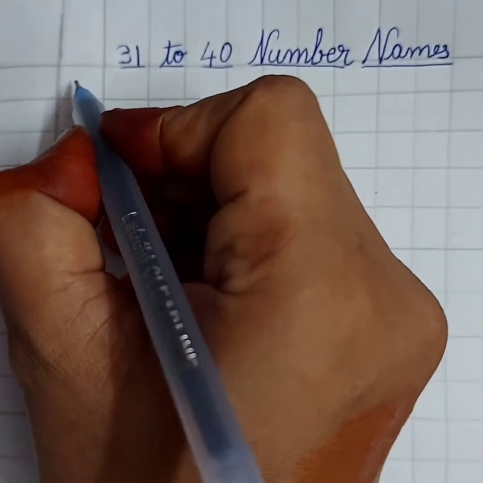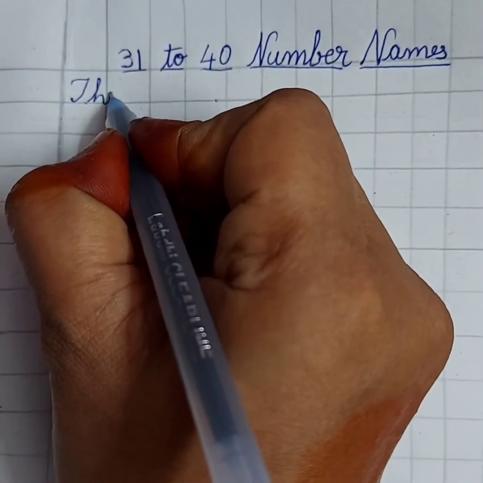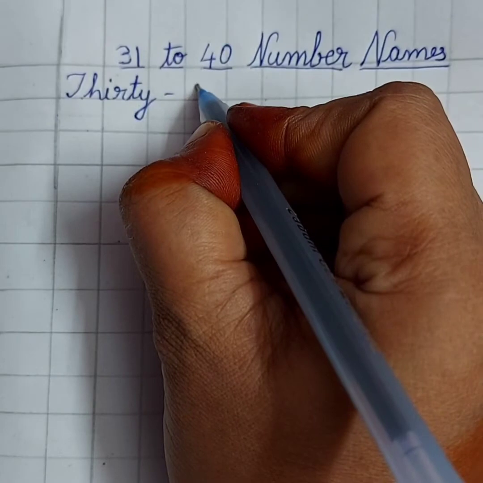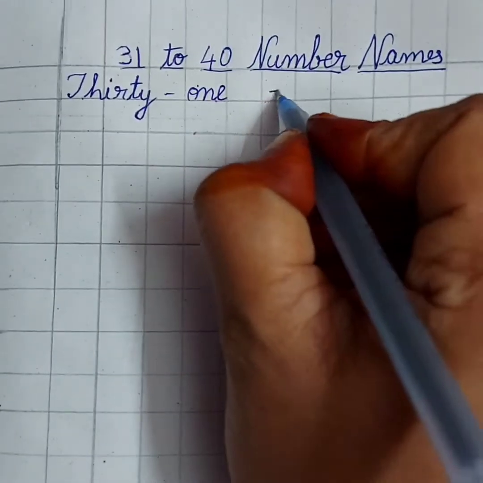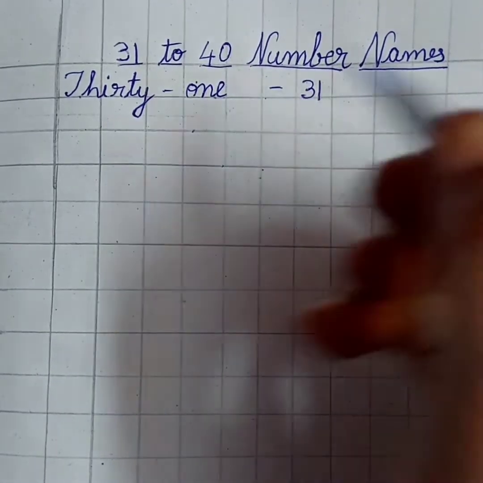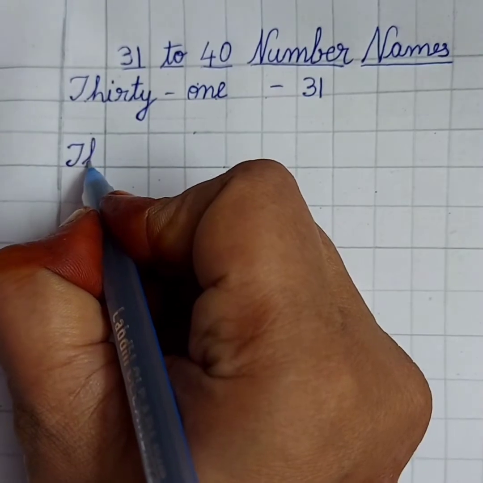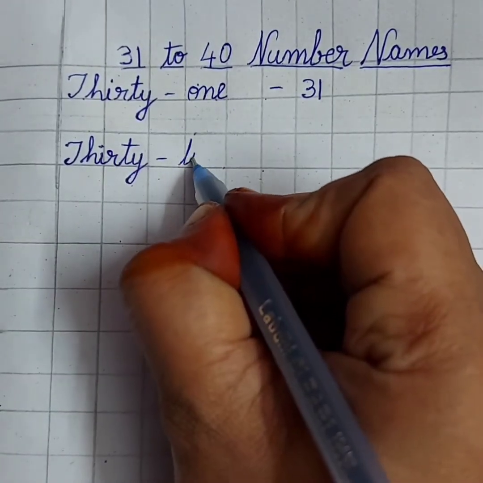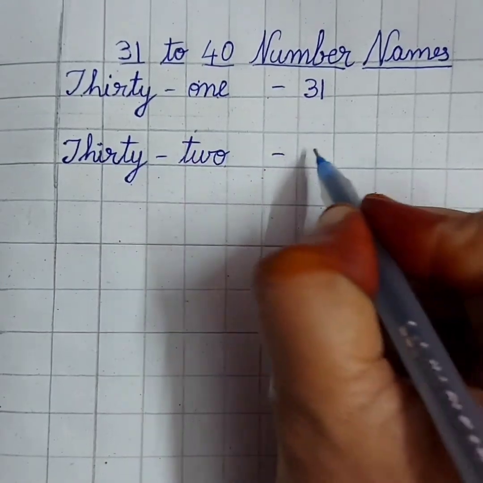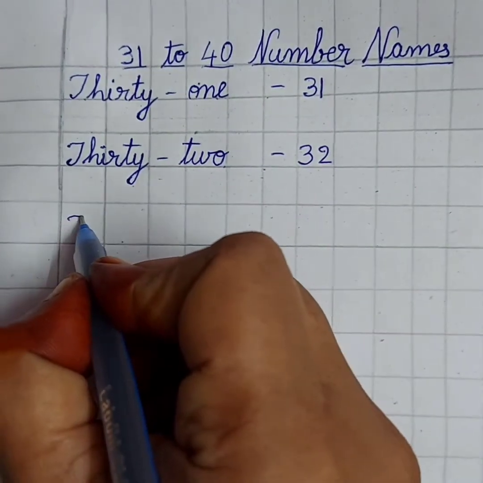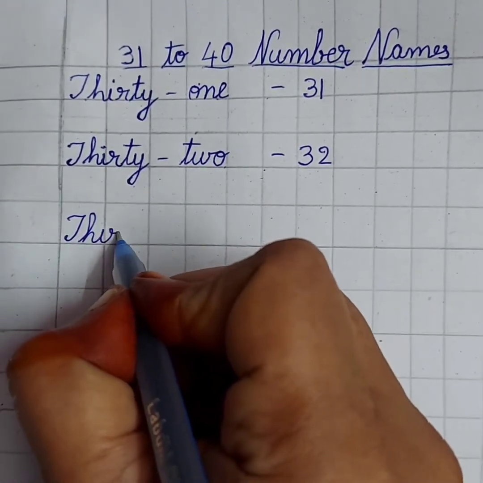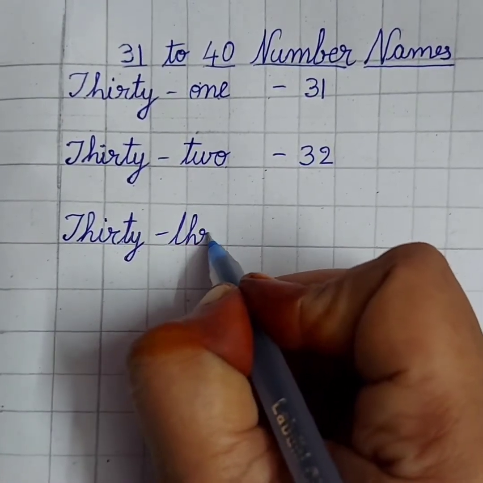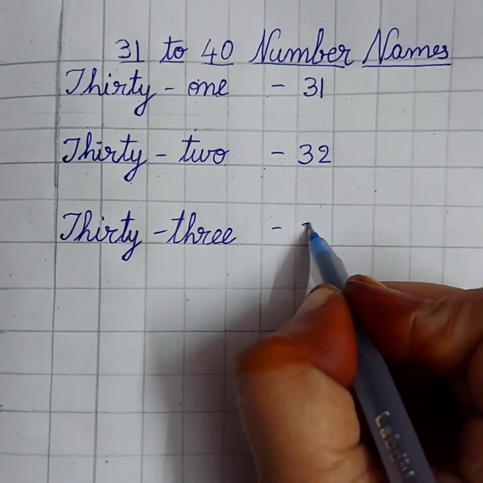Let us start writing. THIRTY, 30. ONE, 1. 31. THIRTY, 30. TWO, 2. 32. THIRTY, 30. THREE, 3. 33.